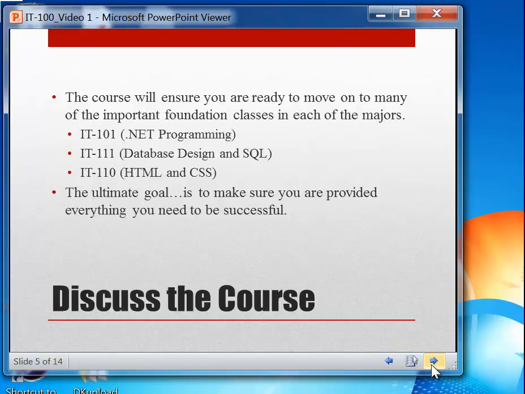To do this, we created this course, IT 100, which will allow you to set yourself up to be successful in those foundation courses. We're very pleased to be offering this course, and we feel that by doing so it will allow many more people to be much more successful in those foundation courses, and thus in the entire program, and thus getting great jobs when they graduate.